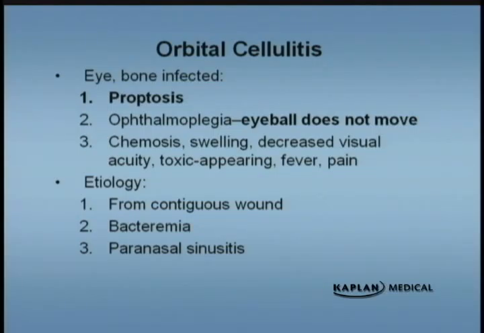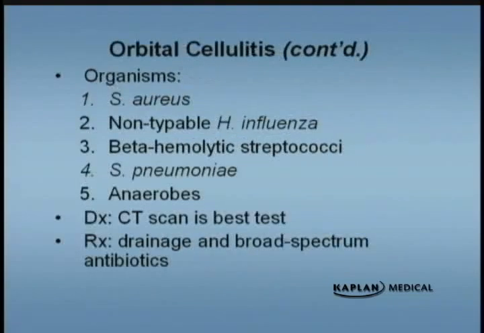It could be from a wound that gets infected. It could be from sinusitis. The organisms are pretty much the same ones that cause periorbital cellulitis. Other terms: periorbital cellulitis is also called preseptal cellulitis, and orbital cellulitis is called postseptal cellulitis. So remember those terms and keep them straight.